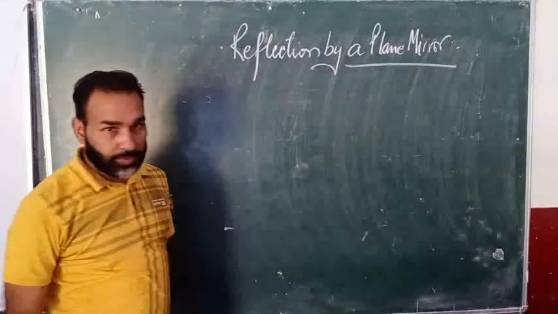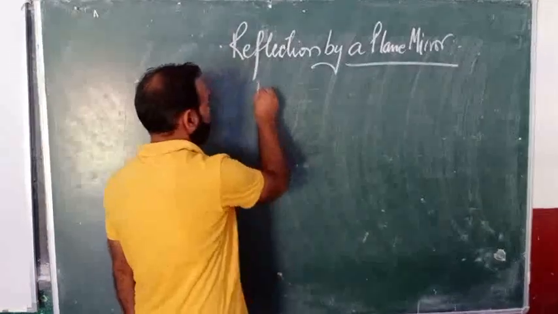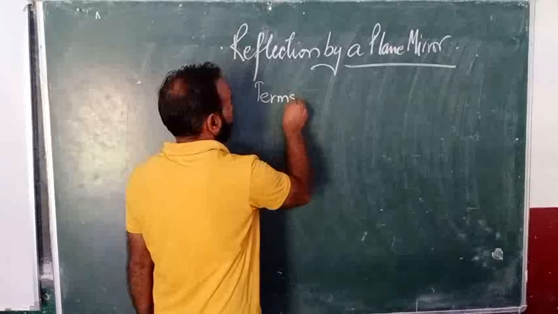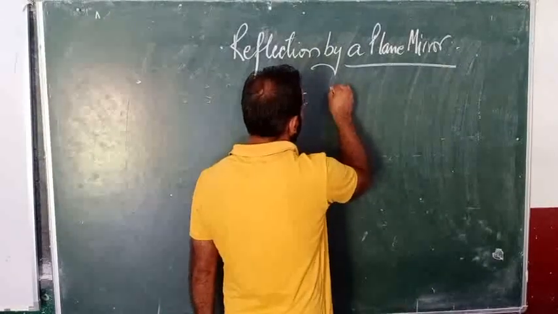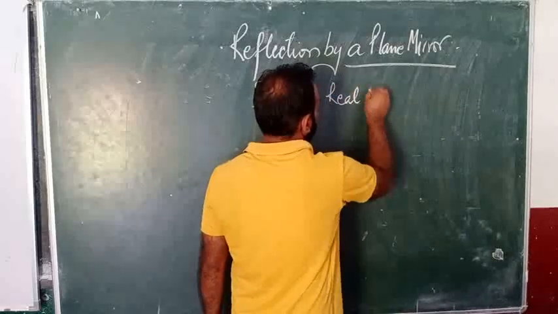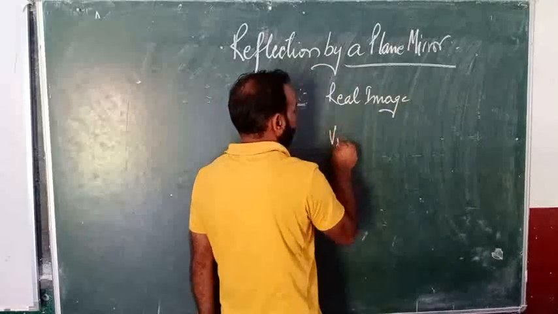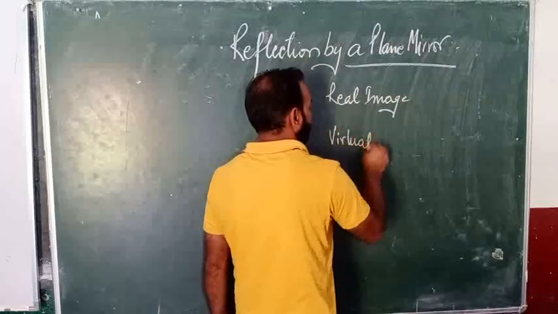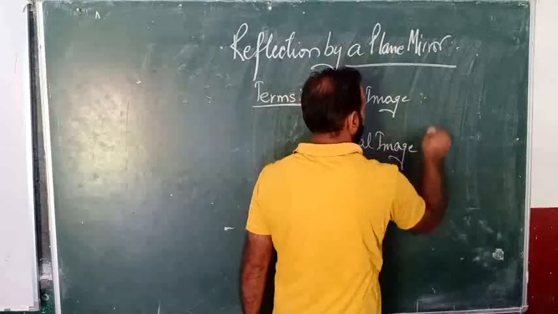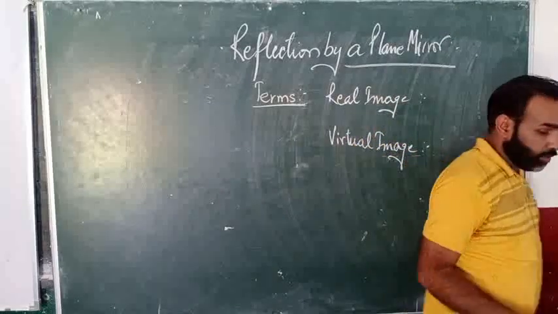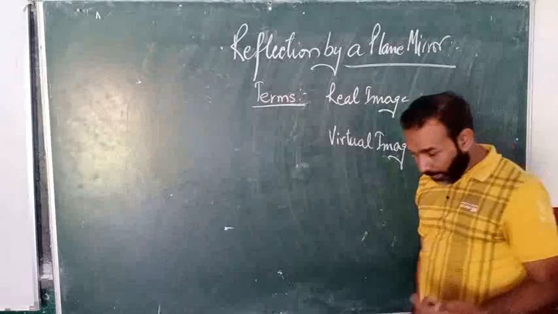ठीक है, so before going to the reflection by the plane mirror, let us discuss a few of the terms, like real image, virtual image. Let us discuss the kinds of images we have, that is the real image and the virtual image.